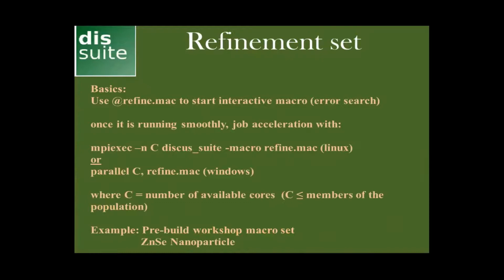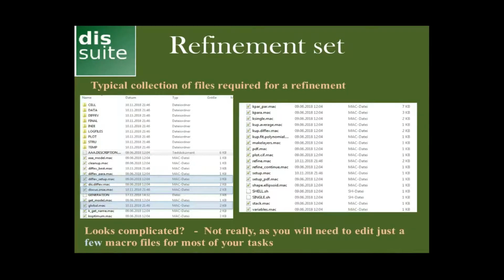The second example we'll look at will be the refinement macro. It will be a full refinement macro set, which you can start with the refine.mac macro, either in an interactive mode, or we'll learn how to use it in a parallel mode, which uses all cores of your computer with either the MPI-exec on Linux or the parallel command on Windows. Therefore we'll use the zinc selenide nanoparticle refinement from the workshop, which looks like that.